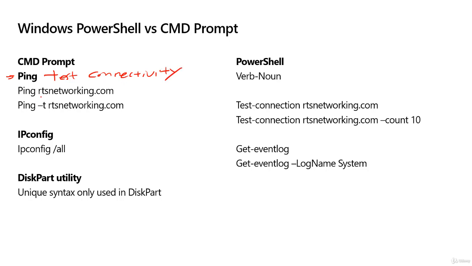If I want to verify that I can connect to another computer on the network, or verify I can connect to a website, I could simply type ping, the name of that site. So if I type ping rtsnetworking.com, what we expect to get is a reply. Now, by default, you'll get 4 replies.